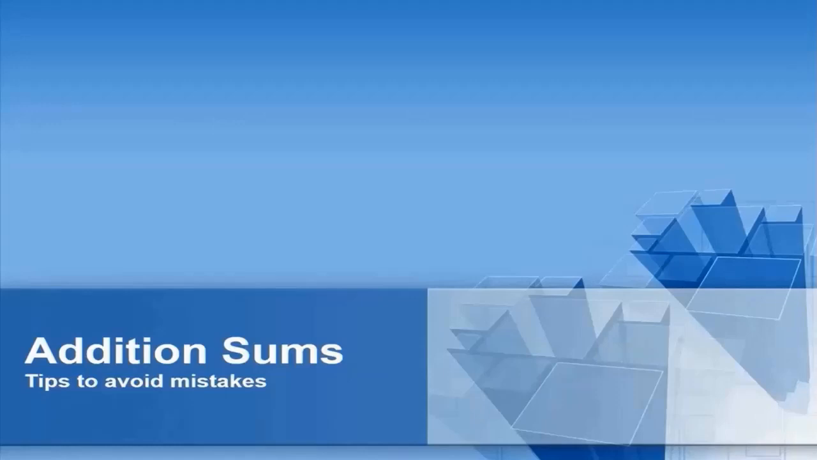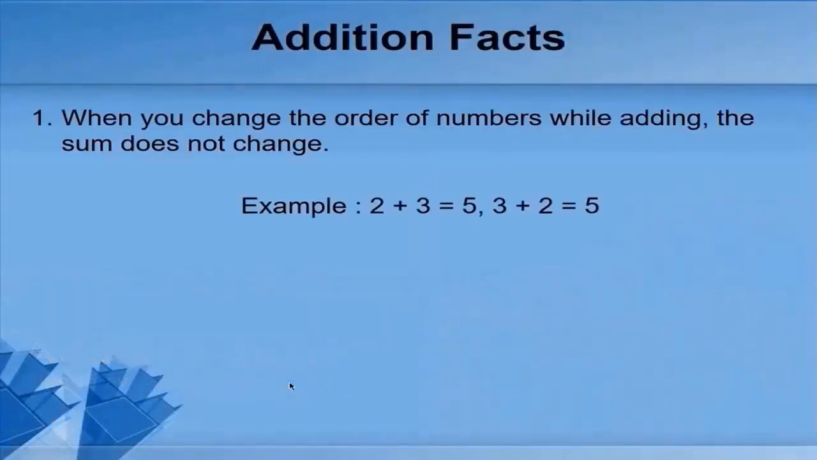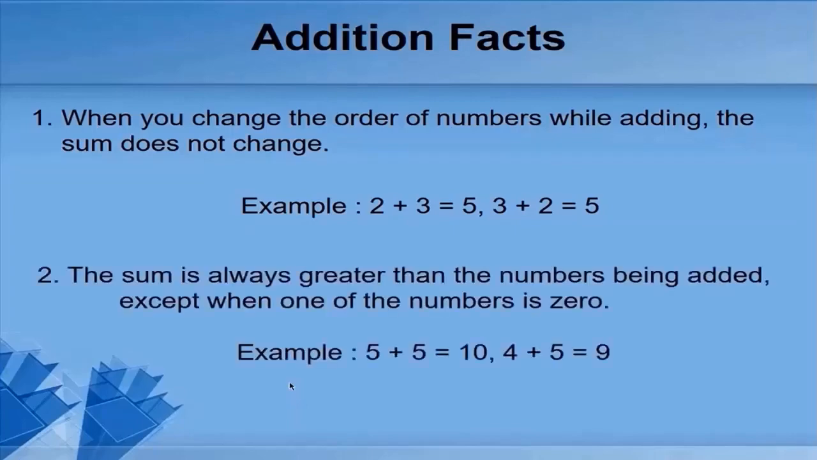So today we are doing addition sums and some tips to avoid mistakes. Addition facts. When you change the order of a number while adding, the sum does not change. For example, 2 plus 3 equals 5 and 3 plus 2 also equals 5.